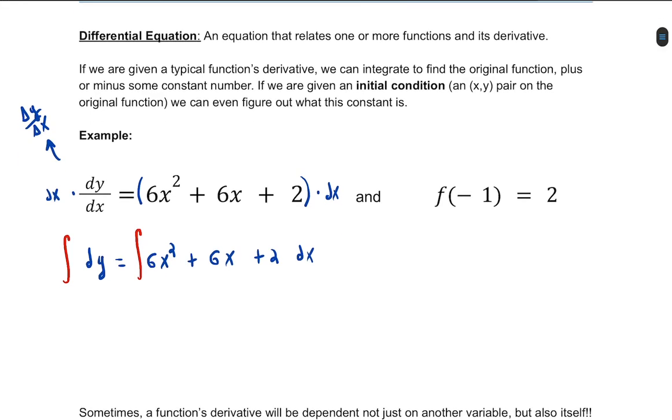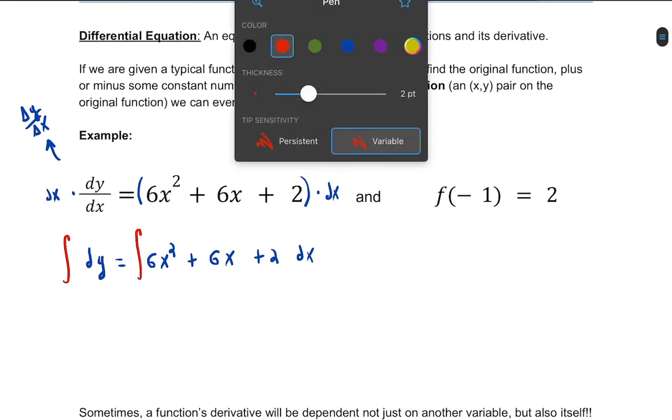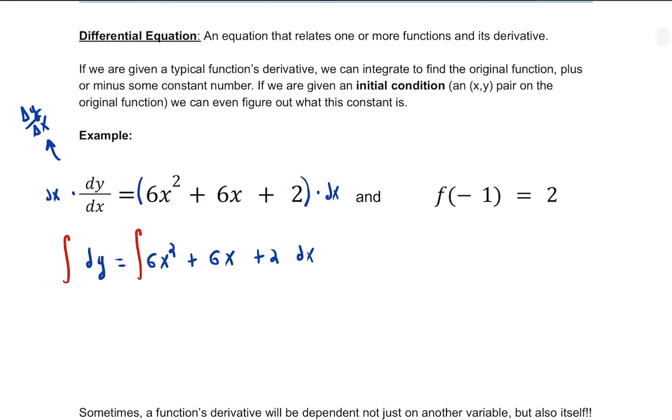On the left-hand side, I have the antiderivative, no bounds of integration, of dy. What's that? It's 1 dy. So what this is asking is, what thing, if I took its derivative with respect to y, would give me 1? And that answer, of course, is just y. The derivative of y with respect to y is 1.